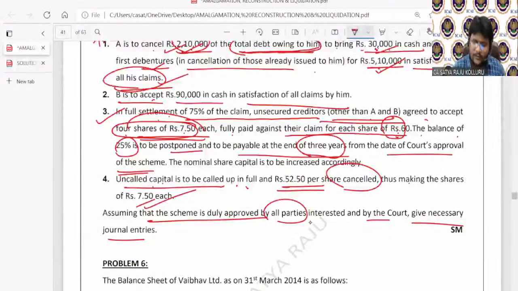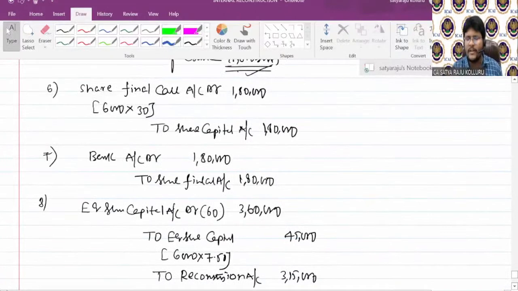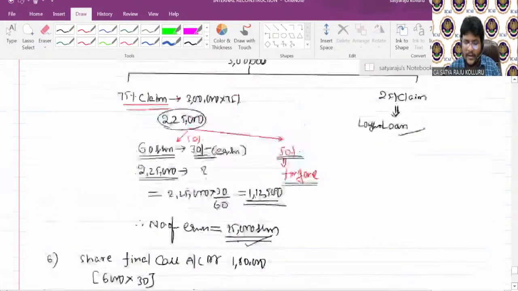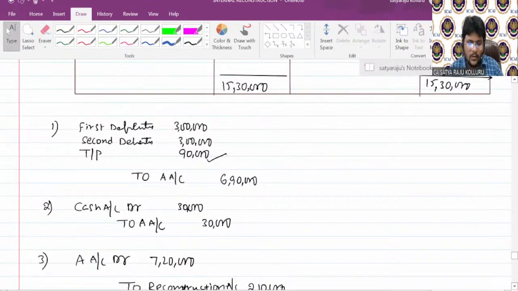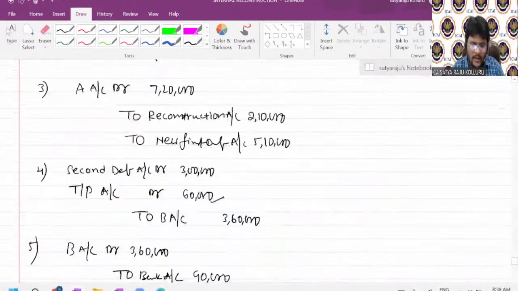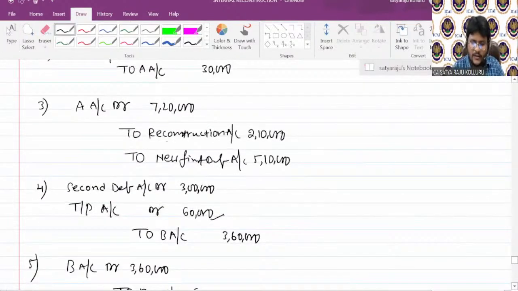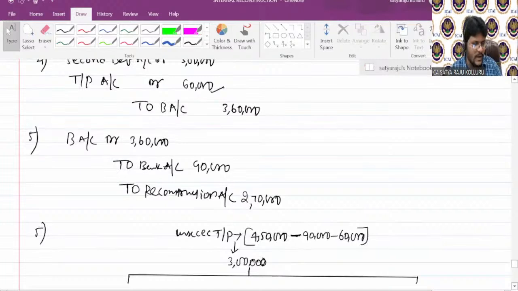Sir, there is no information with respect to cancellation of P&L account and all other things. Whether it is mentioned or not, you need to cancel the balance of the P&L with the balance available in reconstruction account. Please all of you cross check how much balance is there under reconstruction account. Point number 1, no balance. Point number 2, no balance. Coming to point number 3, there is journal entry number 3. Reconstruction account credit is there for 2,10,000. Okay. 4th nil, 5th plus 2,70,000.